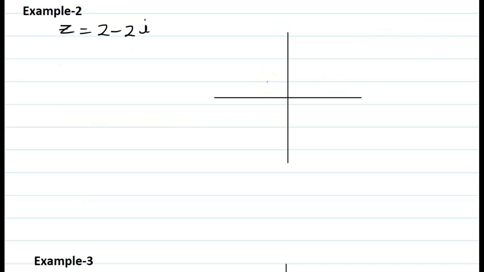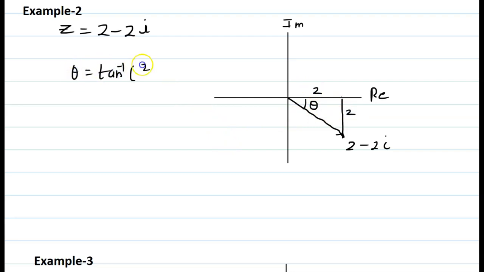So here z equals 2 minus 2i. Again, this is the real part and this is the imaginary part. 2 is positive, so we go 2 steps this side, and minus 2 is negative. Let's join them. This is our vector 2 minus 2i. The angle made with the x-axis is theta. So tan theta is y over x, which is 2 over 2, so theta is tan inverse of 2 over 2.